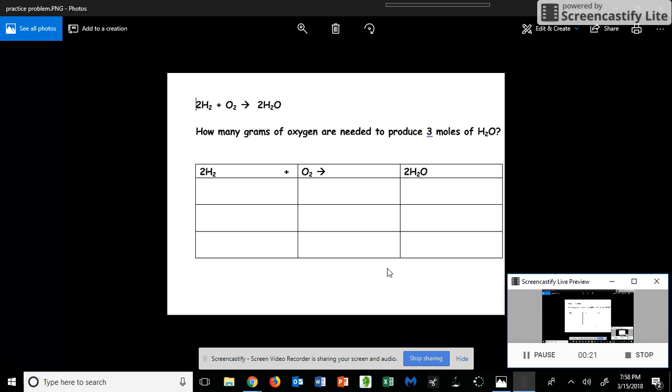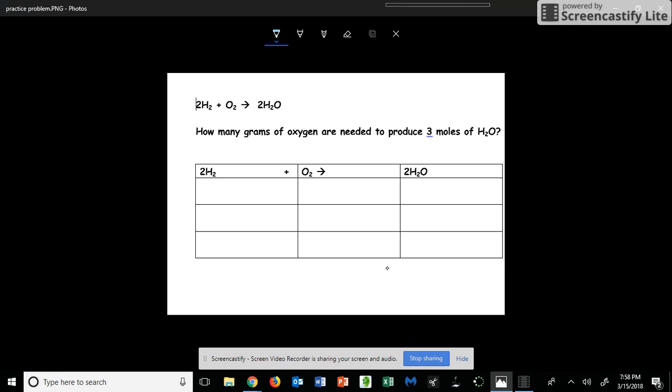The next thing I would do is I would read your problem and I would write what you're given and what you're trying to find in the problem. So as you're reading, you can see that we are given 3 moles of water, and we are trying to go to grams of oxygen.